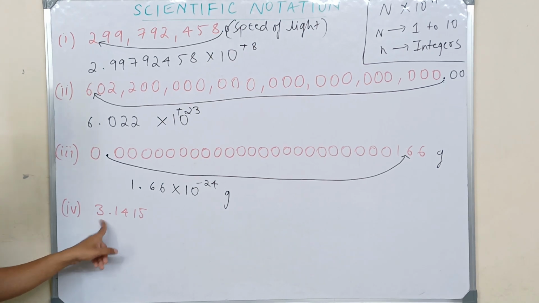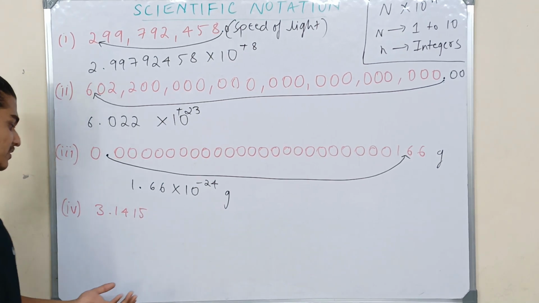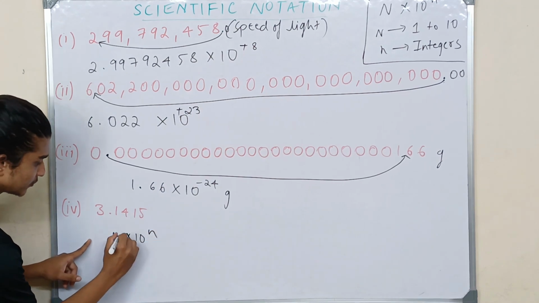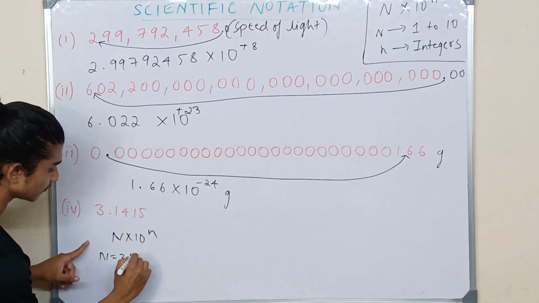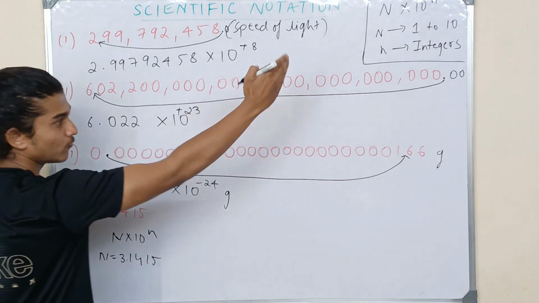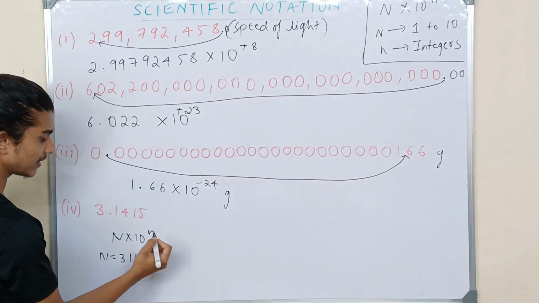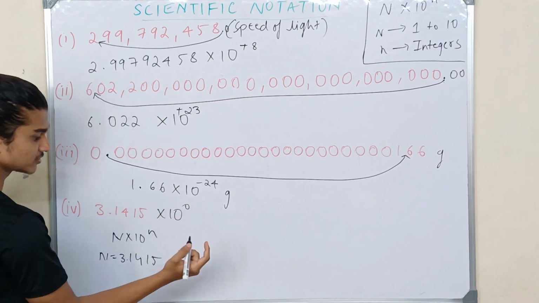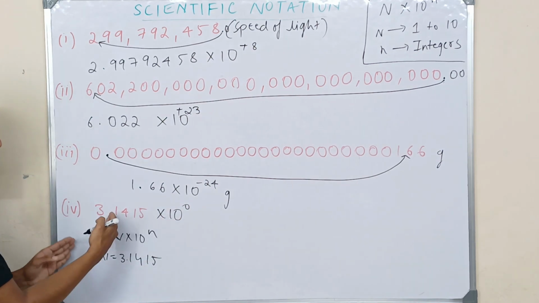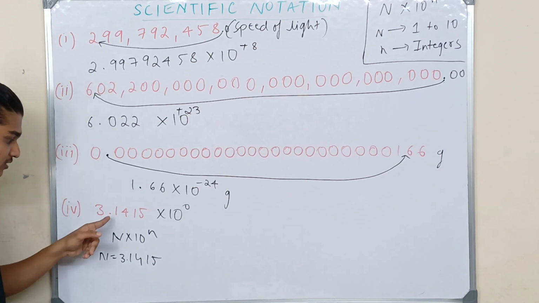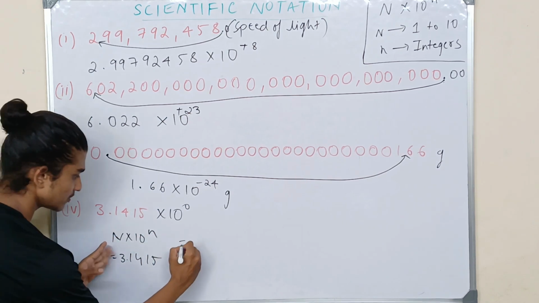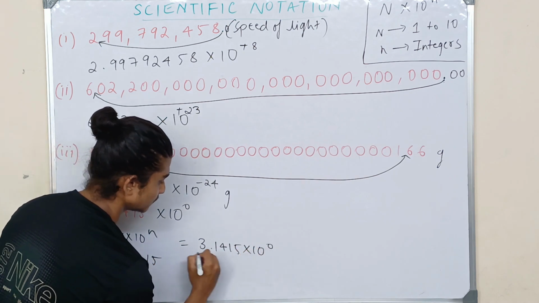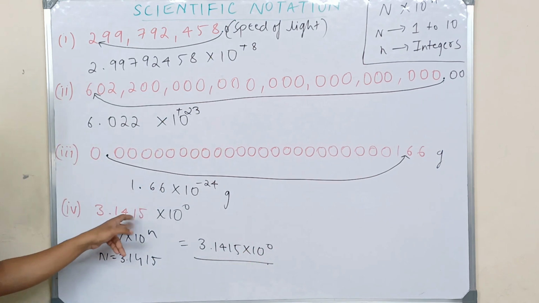So let's see the final example. As you can see, it's already written in the form of scientific notation. So let us see how it is. n into 10 to the power n. So your n is 3.1415, which is absolutely in between 1 to 10. Whereas where is your 10 to the power n? Can I write this number as 10 to the power 0? Because 10 to the power 0 is 1, and multiplying 1 with the number doesn't matter anything. So this is the scientific notation expression of, I'm going to write it over here again, 3.1415 into 10 to the power 0. So this is the answer for this particular question.